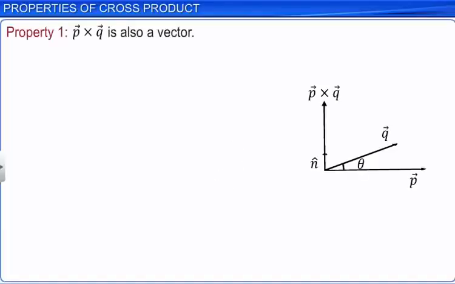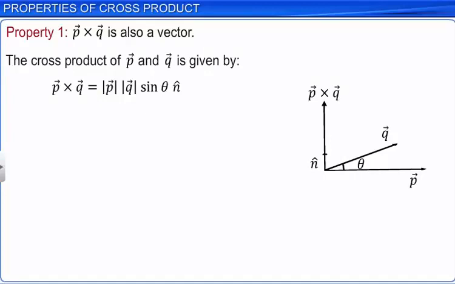The cross product of two vectors is performed, the resultant vector can be written as shown here. Here, modulus P modulus Q sine theta is the magnitude and n is the unit vector. So the resultant is also a vector.